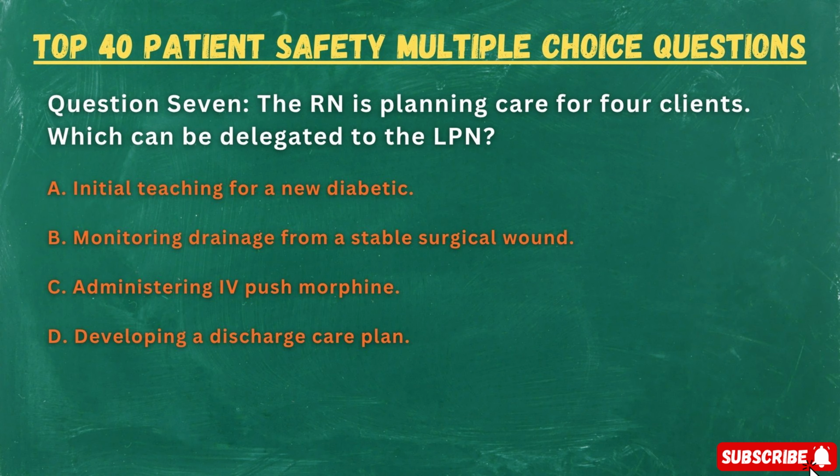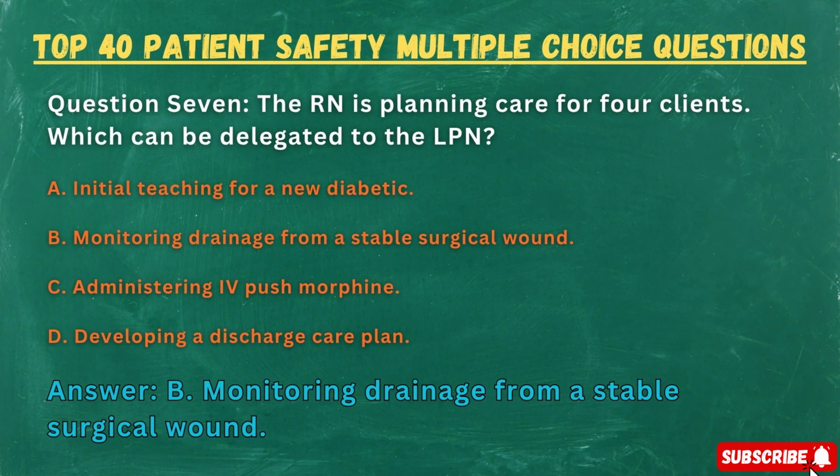Question 7. The RN is planning care for 4 clients. Which can be delegated to the LPN? A. Initial teaching for a new diabetic. B. Monitoring drainage from a stable surgical wound. C. Administering IV push morphine. D. Developing a discharge care plan. Answer. B. Monitoring drainage from a stable surgical wound.